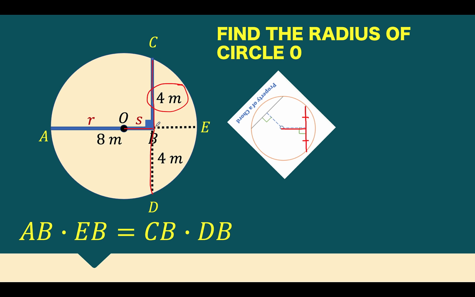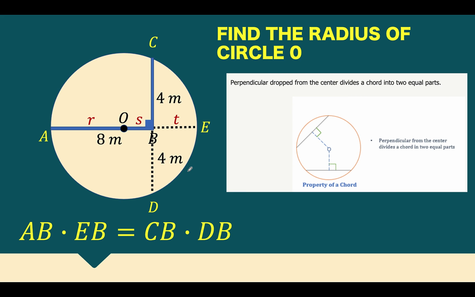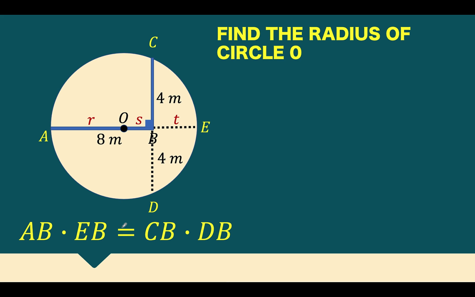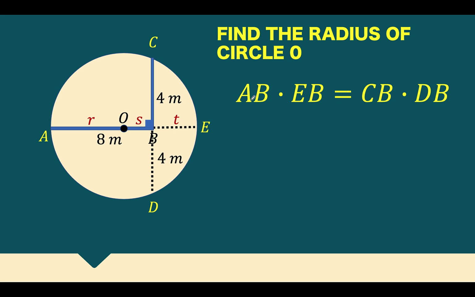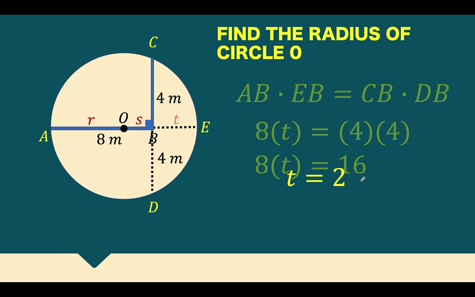And finally, let's assign a variable for the measure of segment BE, and let's call it T. So we now have these values here. Then substituting these values to this formula, we have AB is equal to 8 meters, BE is equal to T meters, CB is 4 meters, and DB is also 4 meters. Simplifying, we have 8T is equal to 16, and divide both sides by 8 to arrive at T equals 2 meters.